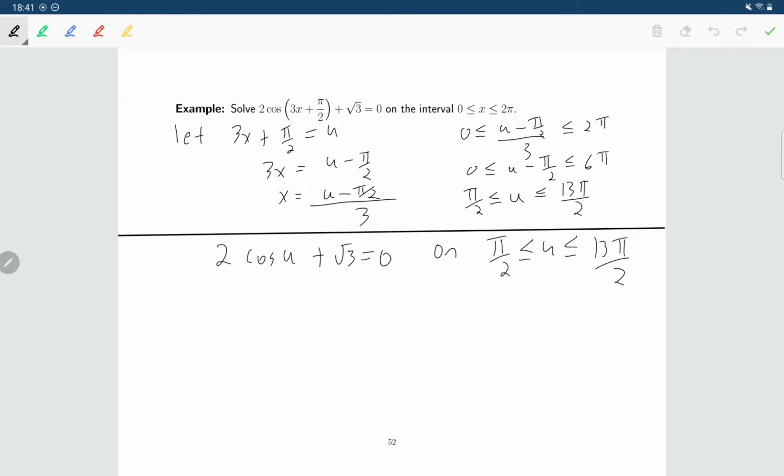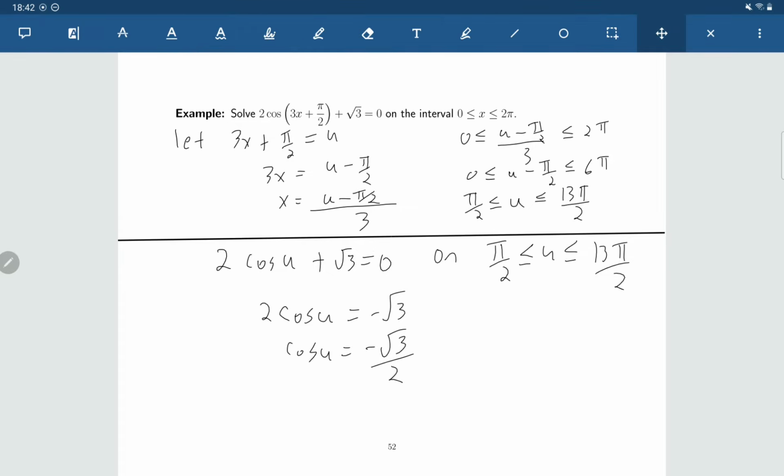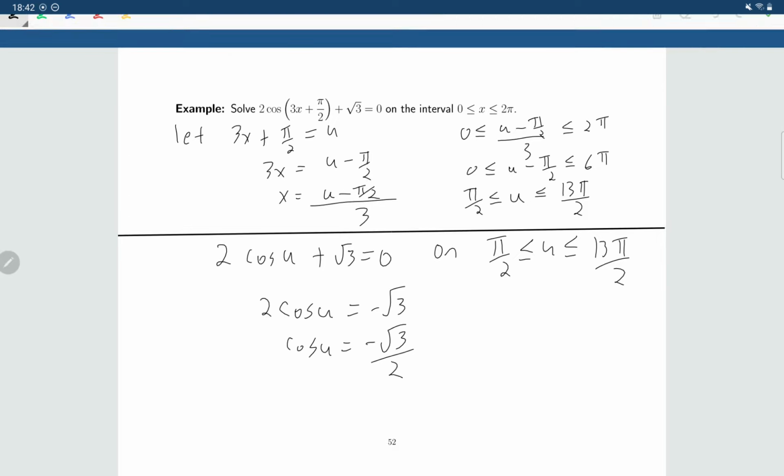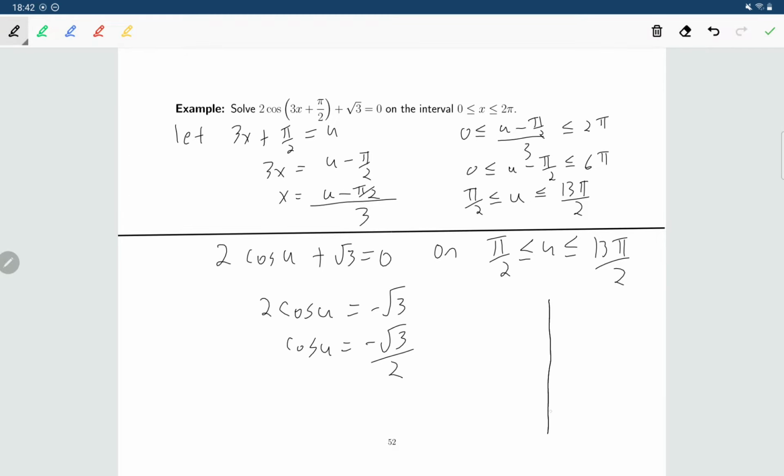So we'll do the same thing that we normally do, which is isolate our trig function. And if I do that, if I bring that cosine over here and move the root 3 to the other side and solve, I find cosine is negative root 3 over 2. And so now all I need to do is think about solving for u. And then once I find what u is, then I'll need to go back and figure out what is x. So let's start with this. We're looking for cosine of u to be negative root 3 over 2.